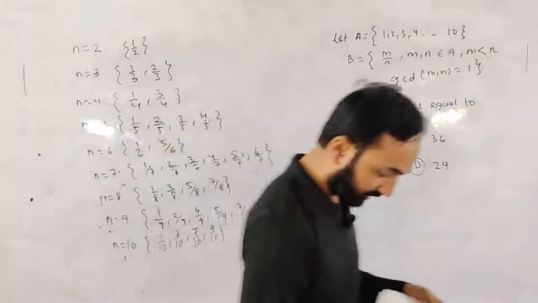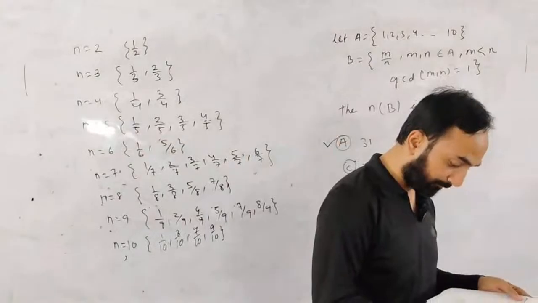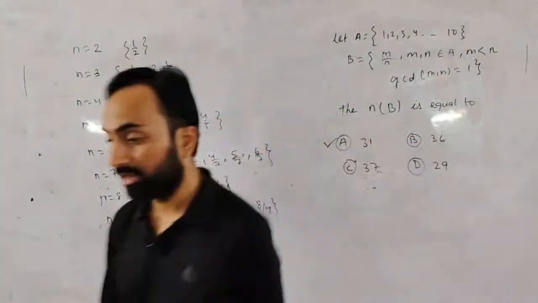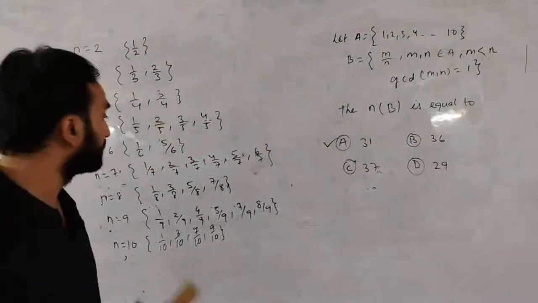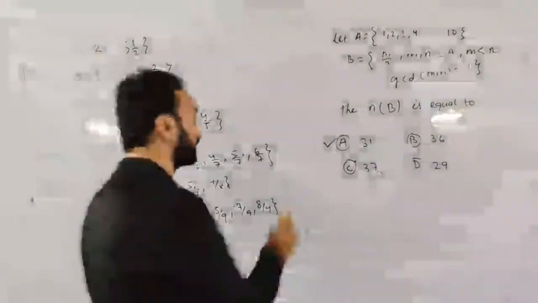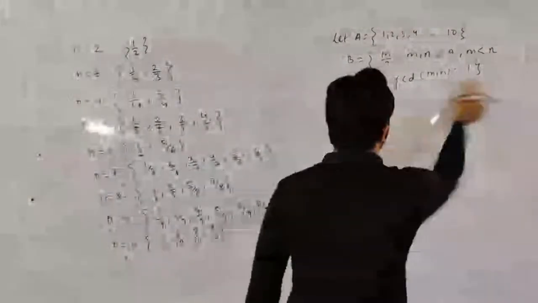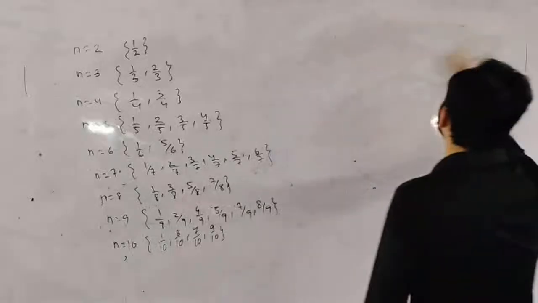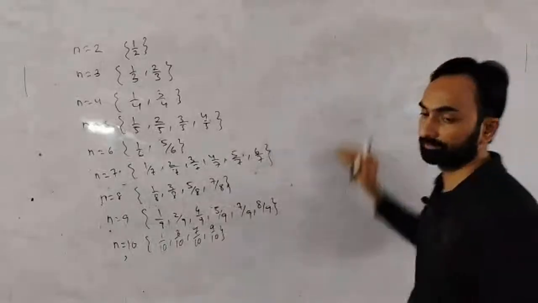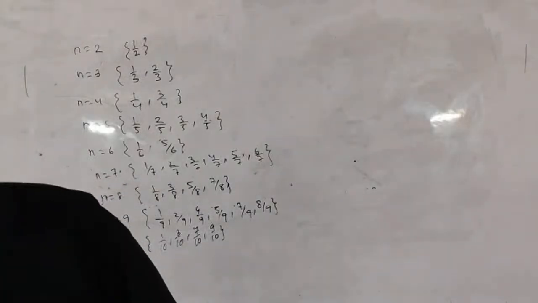Yes, I am moving to the next one, question number 3. That is again from permutation and combination. I hope it is clear for everybody. Okay, now question number 3, writing. Just see what question number 3 is.